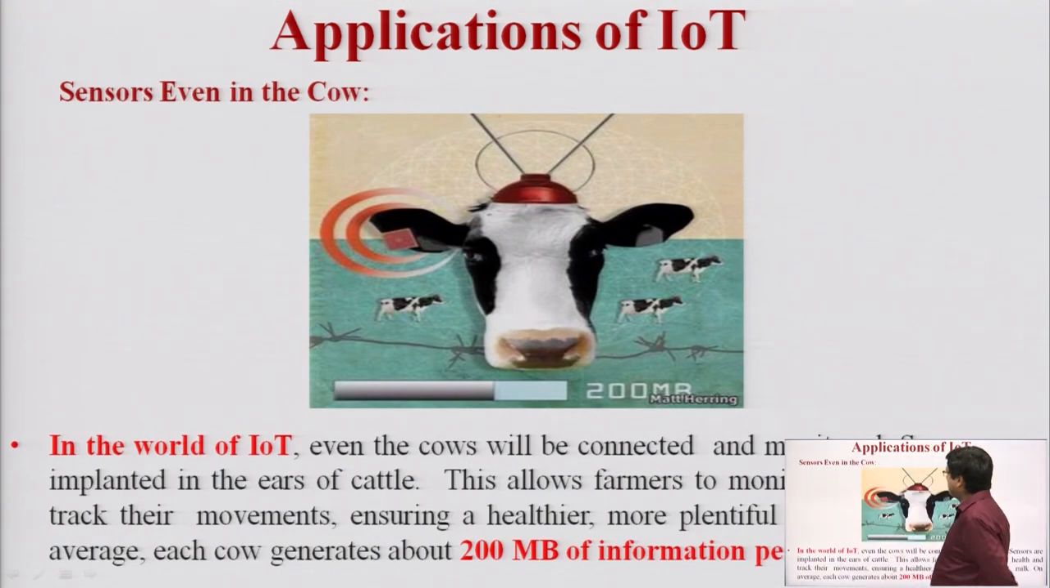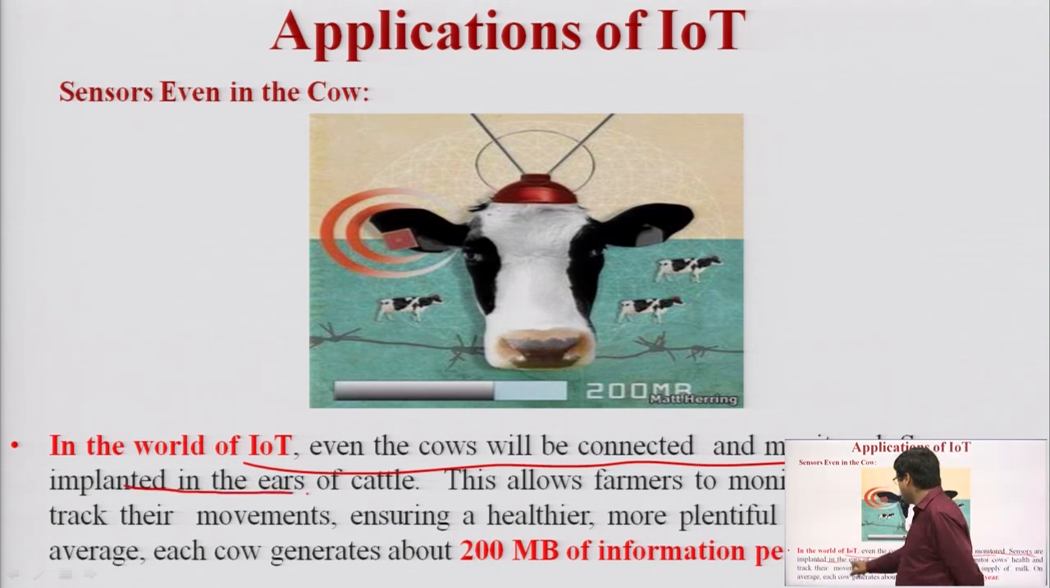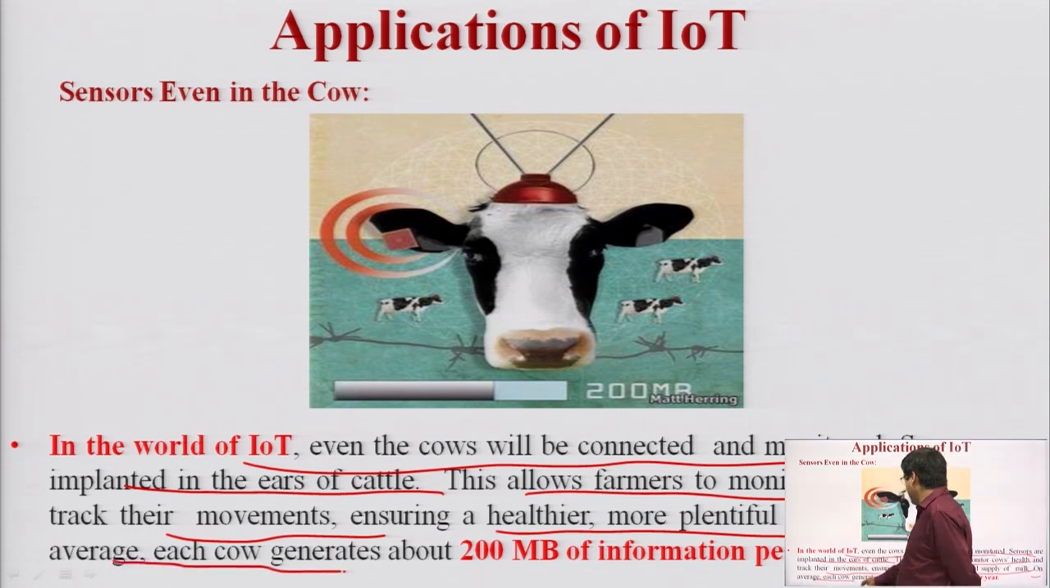Even cows can have sensors installed. In a cow you can integrate sensors to monitor its health. So in the world of IoT, even the cows will be connected and monitored from a remote location. Sensors are implanted in the ears of cattle. This allows farmers to monitor the cow's health and track their movements. So sensors are implanted in the ears of the cow, through which the farmer can get the health status of the cow, ensuring a healthier, more plentiful supply of milk, so that milk production can be increased. On average, each cow generates about 200 million MB of information per year.